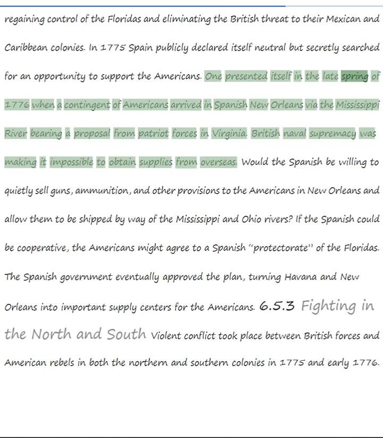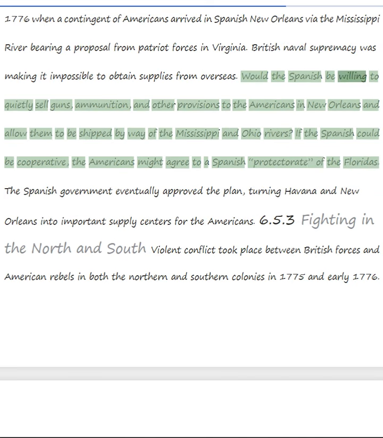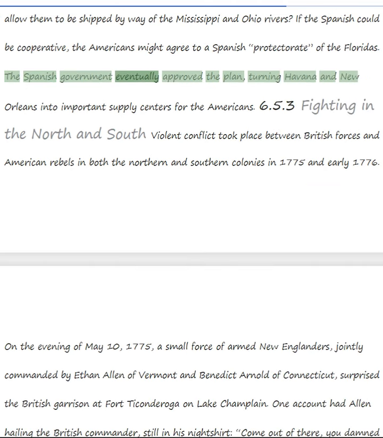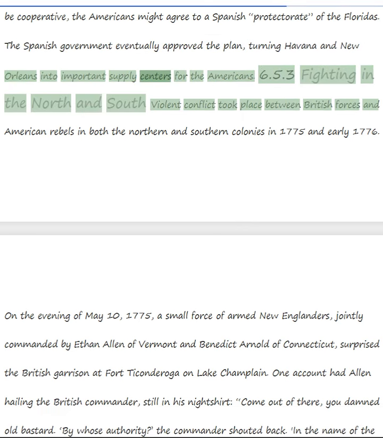One presented itself in the late spring of 1776 when a contingent of Americans arrived in Spanish New Orleans via the Mississippi River bearing a proposal from Patriot forces in Virginia. British naval supremacy was making it impossible to obtain supplies from overseas. Would the Spanish be willing to quietly sell guns, ammunition, and other provisions to the Americans in New Orleans and allow them to be shipped by way of the Mississippi and Ohio rivers? If the Spanish could be cooperative, the Americans might agree to a Spanish protectorate of the Floridas. The Spanish government eventually approved the plan, turning Havana and New Orleans into important supply centers for the Americans.